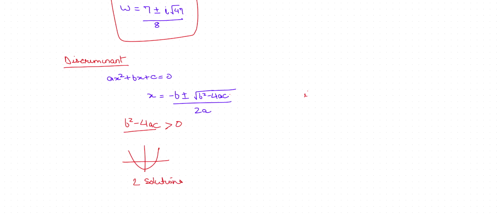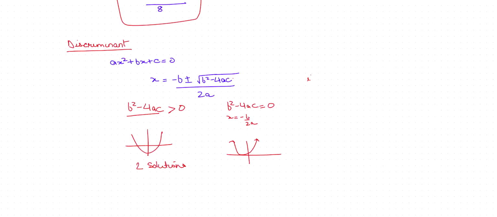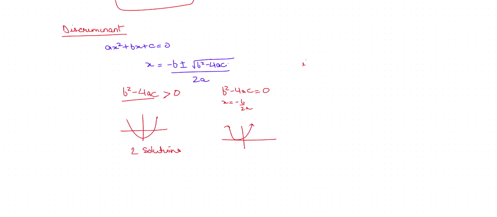When it is equal to 0, the solution will be just -b over 2a. That means there will be no plus and minus. So it will be just one solution. There is no plus and minus, no two solutions, just one solution.